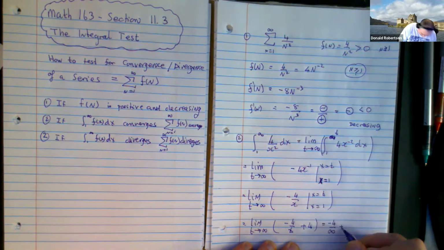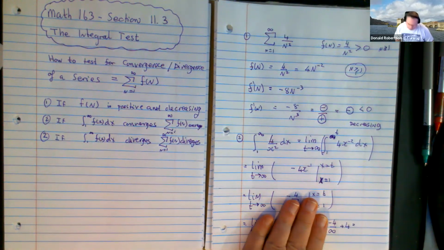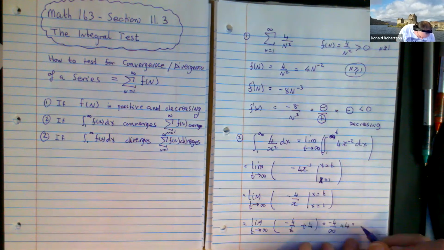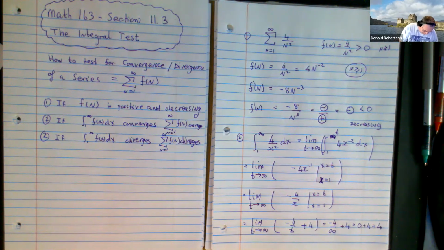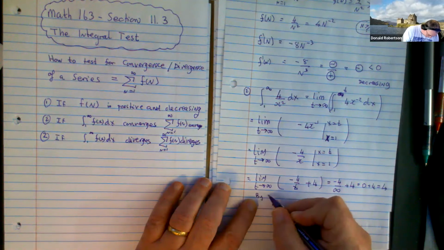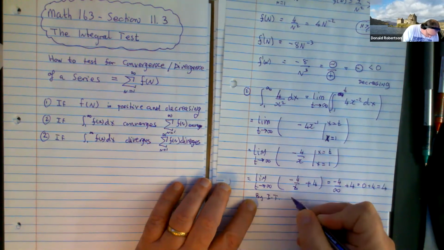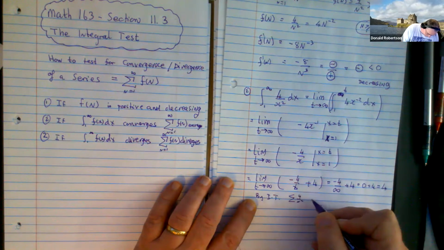Would you agree that negative 4 over infinity is just 0? So this thing adds up to a number, right? It converges then, right? If the integral is a number, it converges. So we finish with: by the integral test, this series converges.